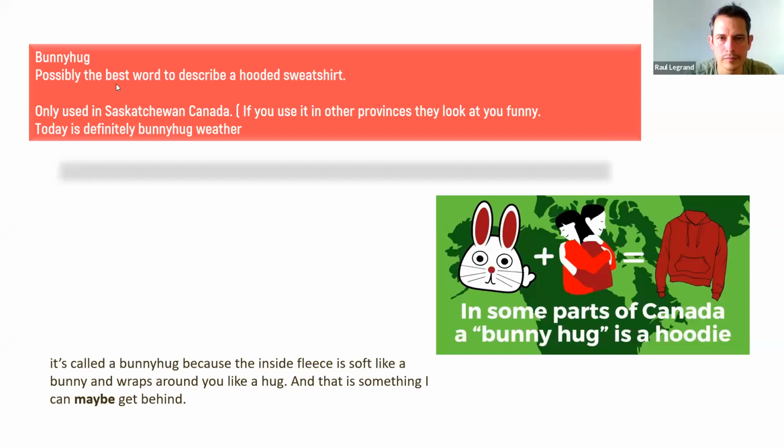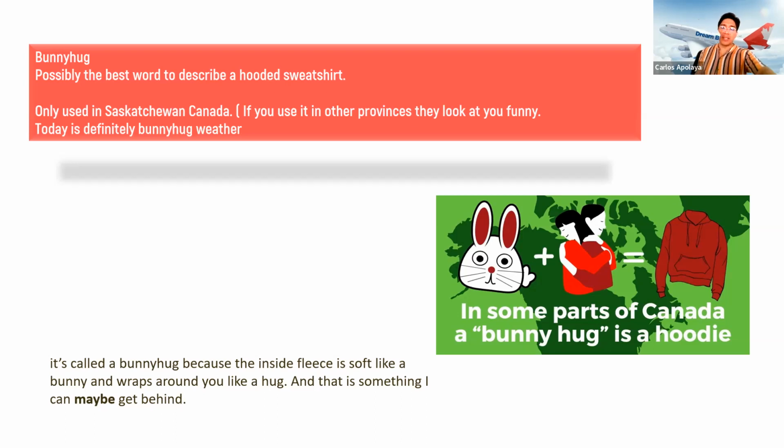Okay, so bunny hug, possibly the best word to describe a hooded sweatshirt, only used in Saskatchewan, Canada. If you use it in other provinces, like Winnipeg or I don't know, Toronto, they look at you funny. Today is definitely a bunny hug weather. You see? Bunny hug. I'm going to show you later a video about the Canadian people, of course, and they say the bunny hug.